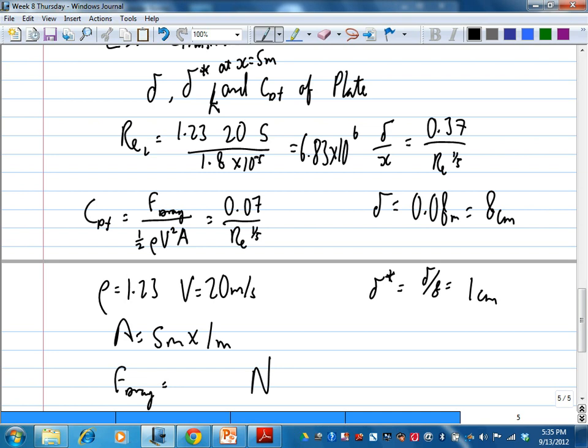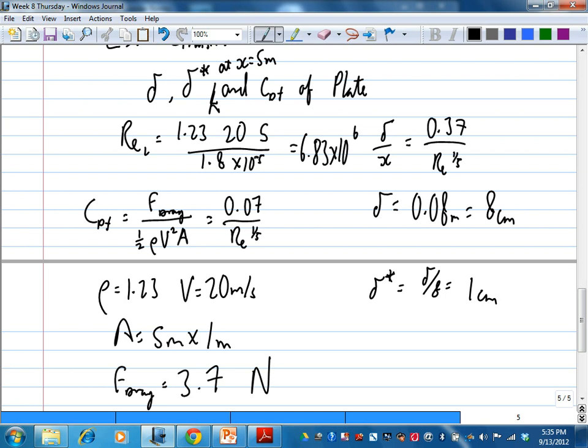What's the drag force? Anyone? Still calculating. 0.7 newtons. You can see for such a big plate, 5 meters square in 20. Only one side. If you want two sides, then you multiply by 2.